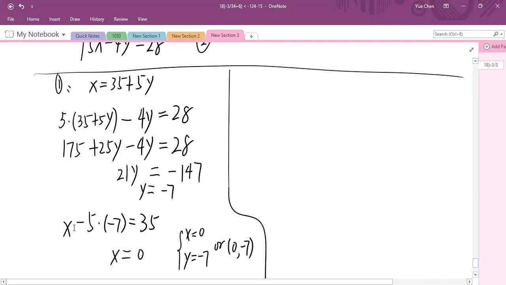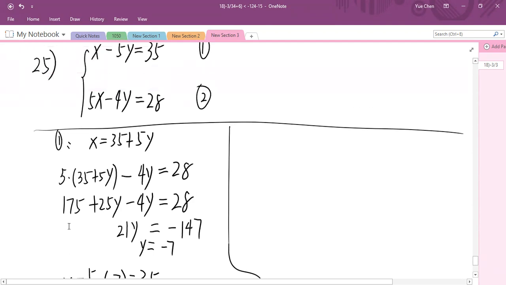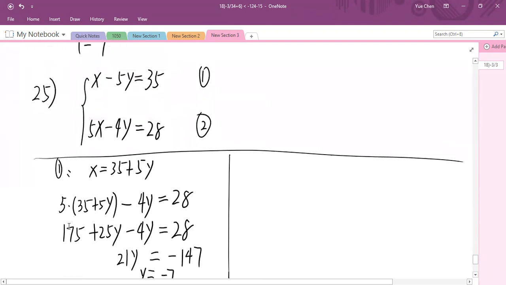substitution method, right? So now we want to use the elimination method. So we do the observations. Here is x, here is 5x. If we eliminate x, it would be convenient for us, right? So here, elimination means addition, addition by elimination. So here we multiply the first equation by -5 to make an opposite number, right?